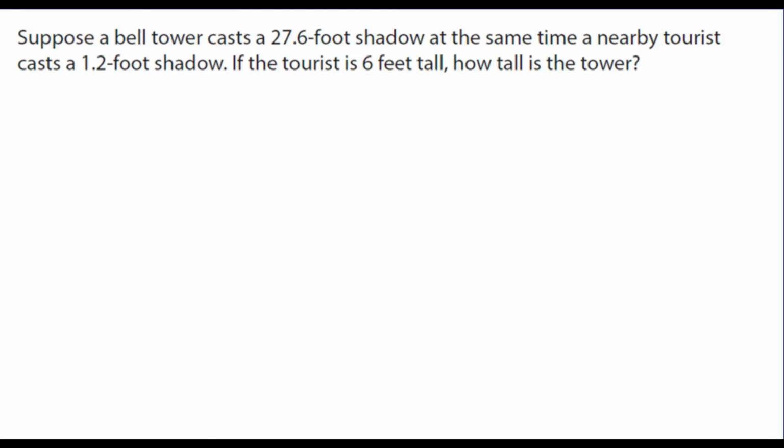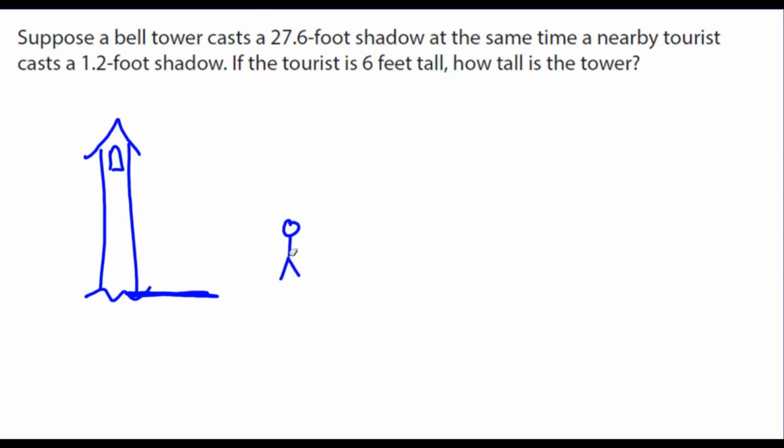So I'm just going to make a real quick sketch here. Pardon my artistic abilities. So here's my bell tower, and it's casting a shadow. So there's the tower and its shadow. And then I also have a tourist. Hey, what's up? And they're casting a shadow too. So it doesn't have to be an elaborate drawing, just enough to visualize the parts.